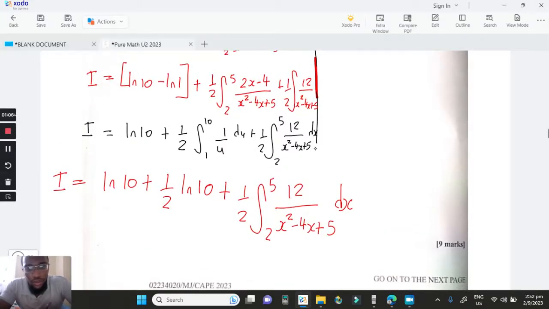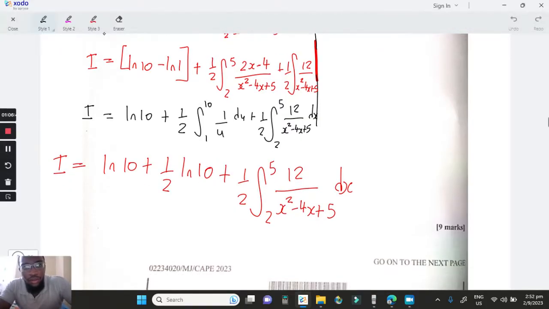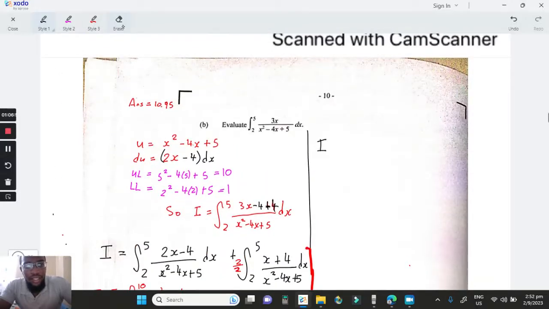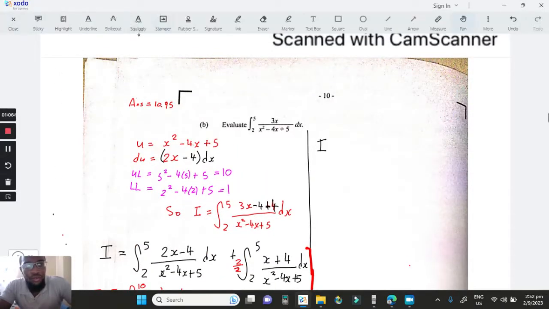So we're going to break away from this part for now. We're good with this part. So now we're going to focus on this part, right? Let's call it J. So right here, let's call that J. That's the part we're focusing on.